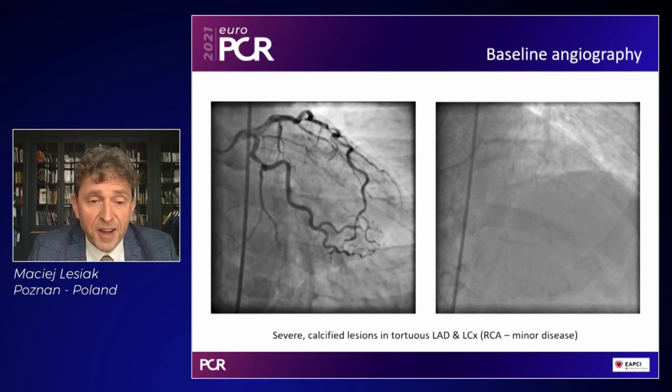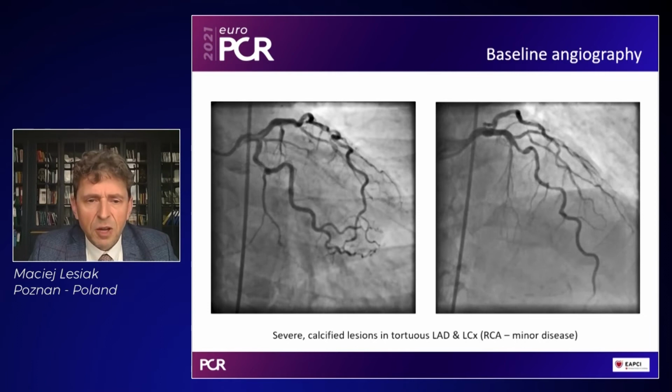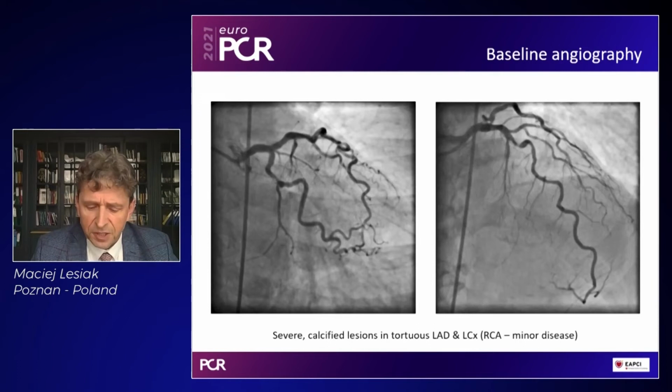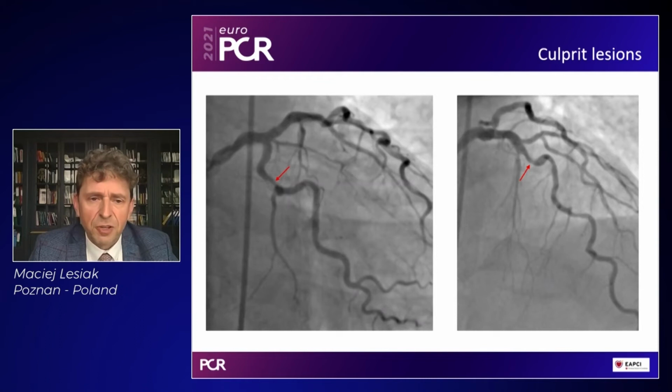65. So this is the baseline angiography performed in a local hospital when the lady was admitted. And you can appreciate a severe calcified lesion in a very tortuous LAD and the left circumflex artery, with just minor disease in her right coronary artery. So these are two complex lesions.